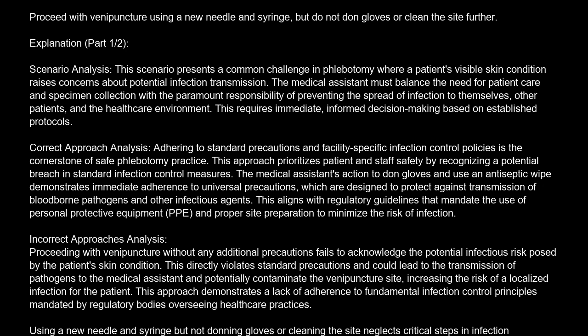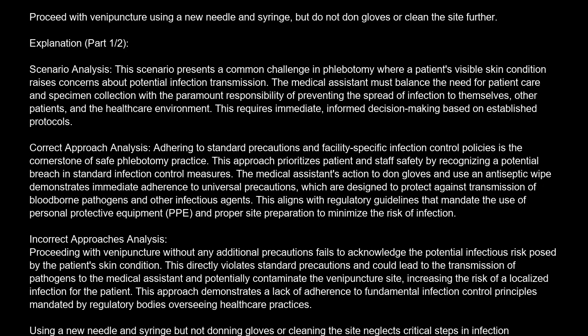Correct approach analysis. Adhering to standard precautions and facility-specific infection control policies is the cornerstone of safe phlebotomy practice. This approach prioritizes patient and staff safety by recognizing a potential breach in standard infection control measures. The medical assistant's action to don gloves and use an antiseptic wipe demonstrates immediate adherence to universal precautions, which are designed to protect against transmission of bloodborne pathogens and other infectious agents. This aligns with regulatory guidelines that mandate the use of personal protective equipment, PPE, and proper site preparation to minimize the risk of infection.